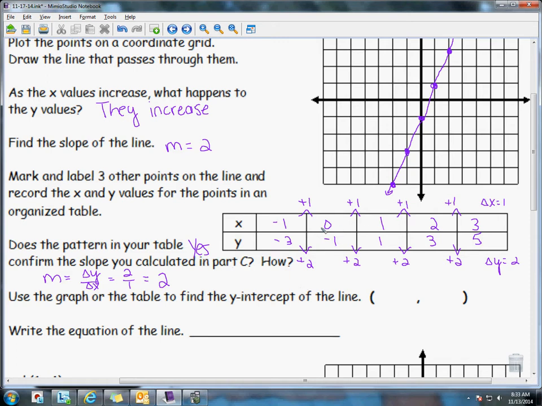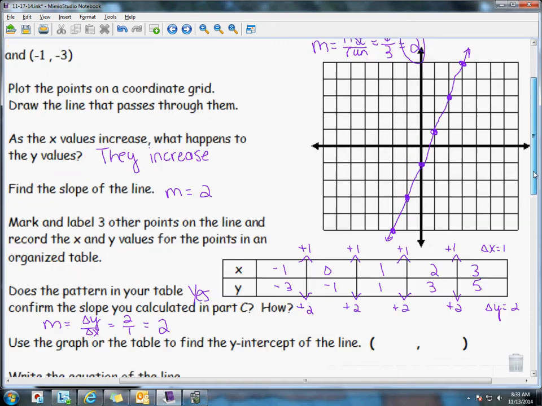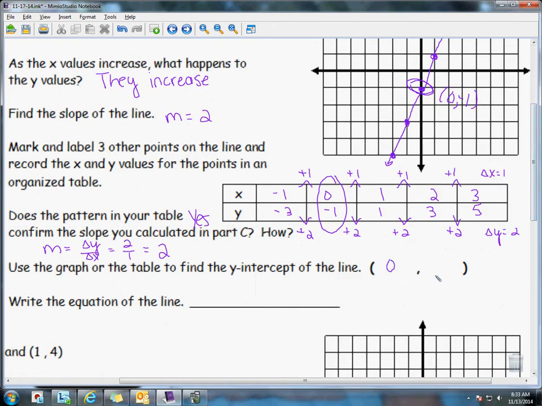Last thing you have to do is find your y-intercept. There's two ways again you can find the y-intercept. You can look where it crosses the y-axis, which is at this ordered pair (0, -1). Or you can look at your table when your x value is 0, and again you have it at (0, -1).